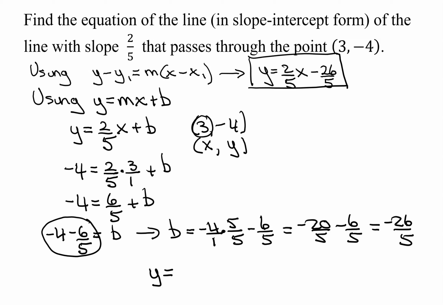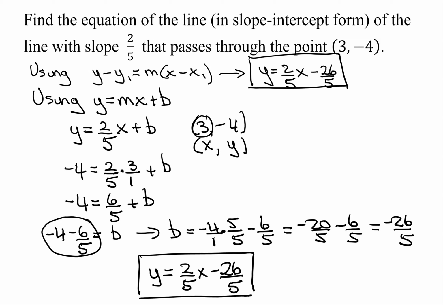Y equals m, which was 2/5, x plus b. B is -26/5. Did I get the same answer both ways? Yes. So you pick the method you prefer.